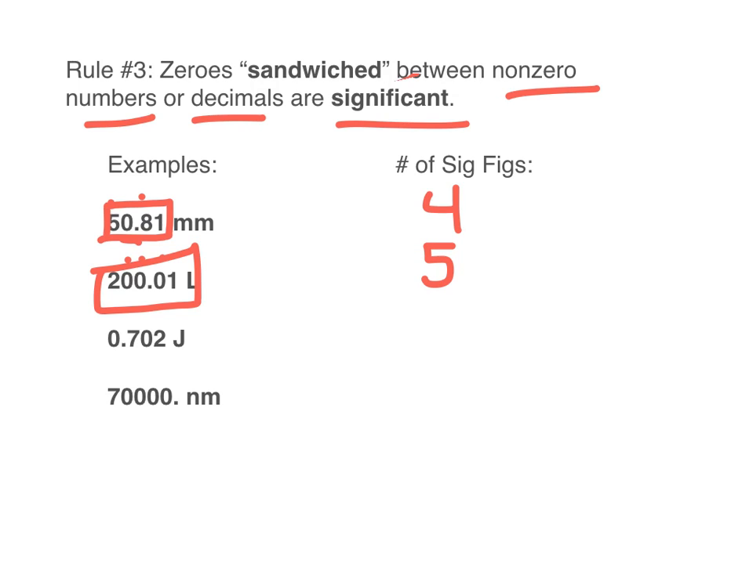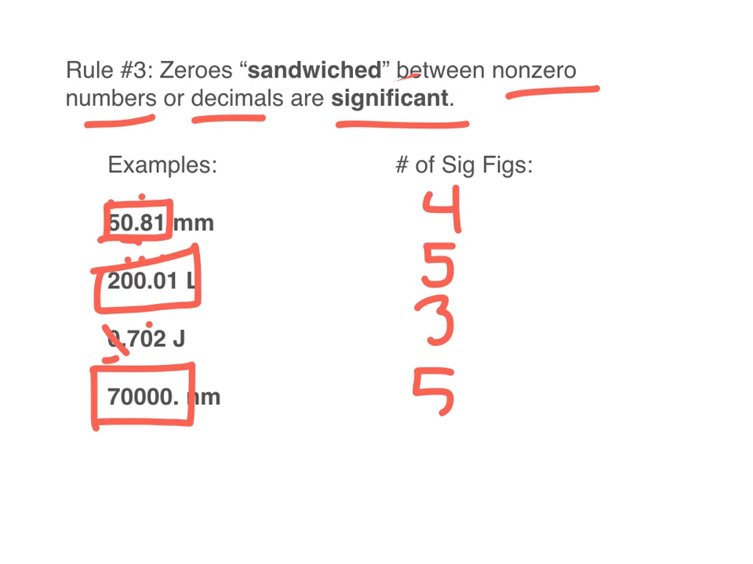Now take a look at this next one. This 0 is not sandwiched. It's a leading 0. It's at the beginning of something. Okay? So that 0 still doesn't matter. But this 0 is trapped between a 7 and a 0, a 7 and a 2, and so there are 3 significant figures here. And then last but not least, this 70,000 and a decimal point.